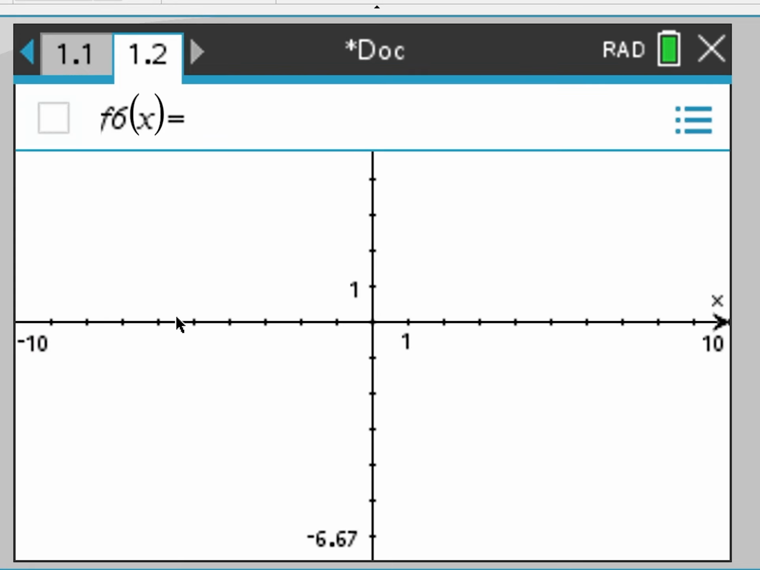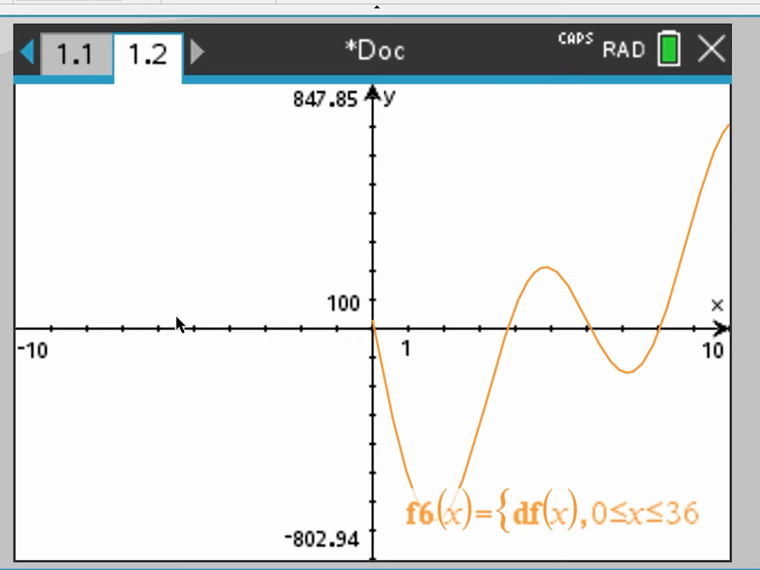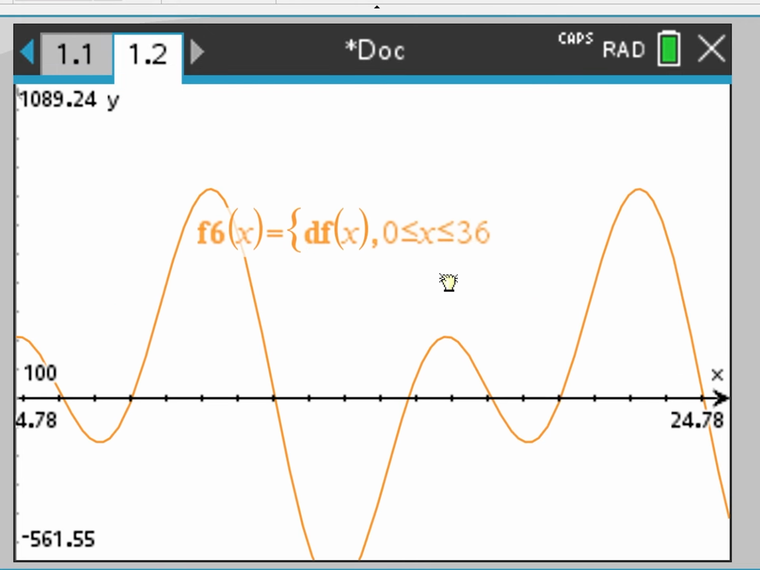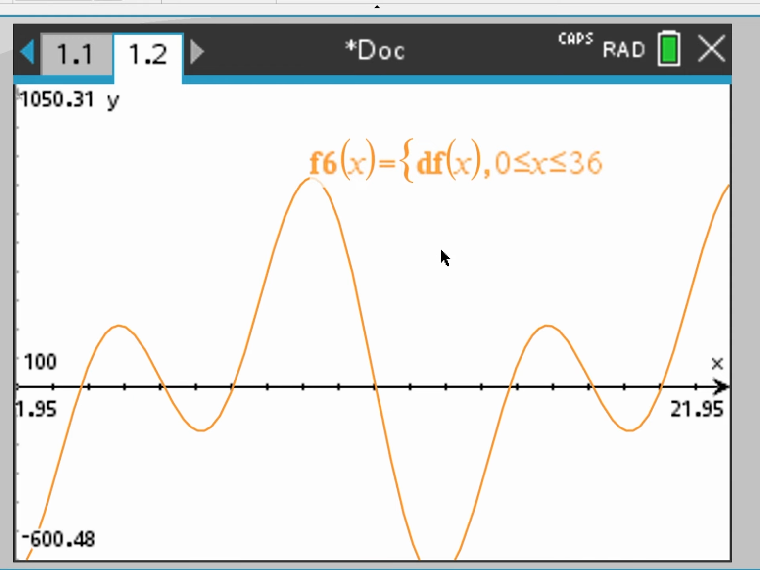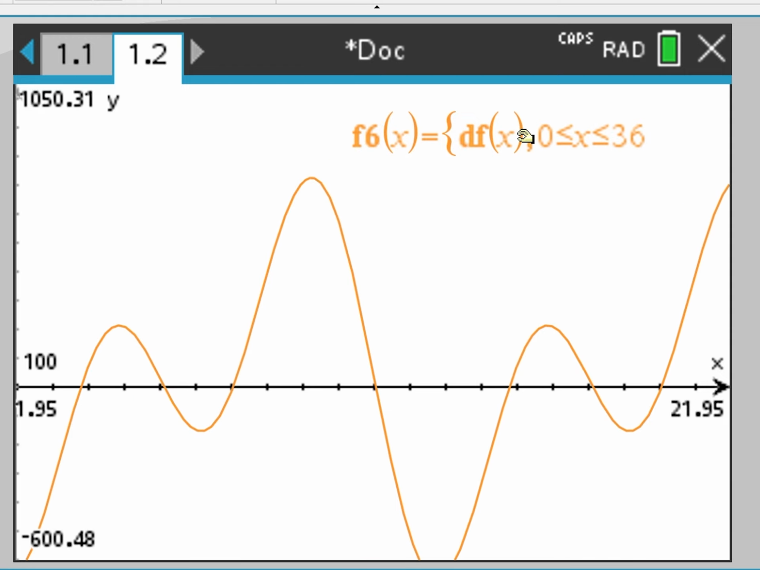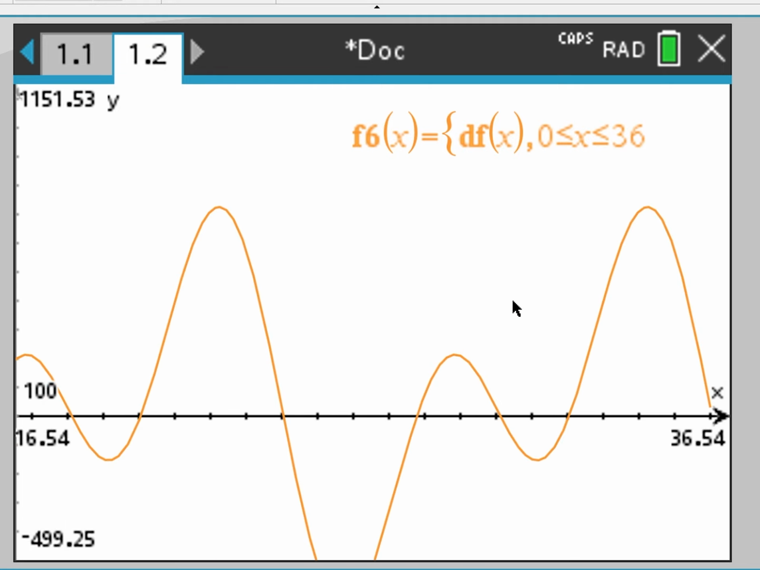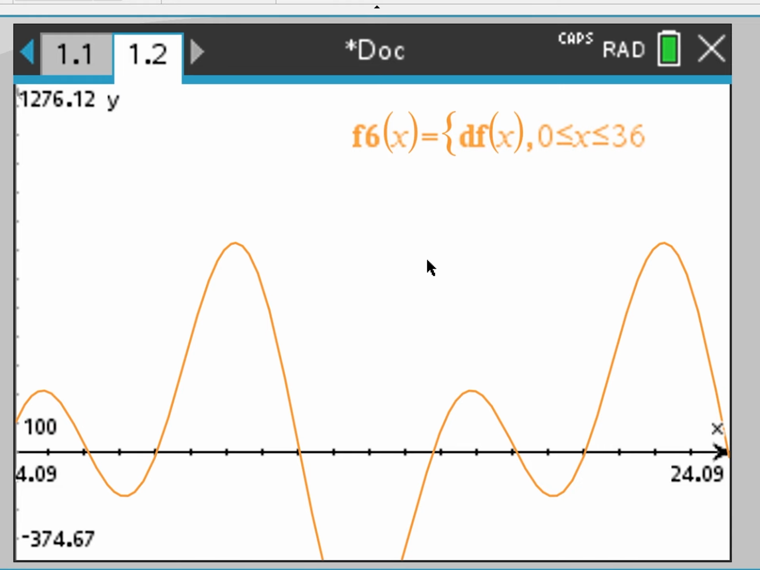So Control I2, df of x, and we'll go from 0 less than or equal to x less than or equal to 36. Okay, menu for a. Okay, now it actually did adjust, unlike last time. Pretty weird. Okay, so we are finding the maximum of the rate of change function. So we have to find the maximum of this, which is here. So how many peaks are there? Okay, so there are 3 peaks, so we'll only have 3 values of t.